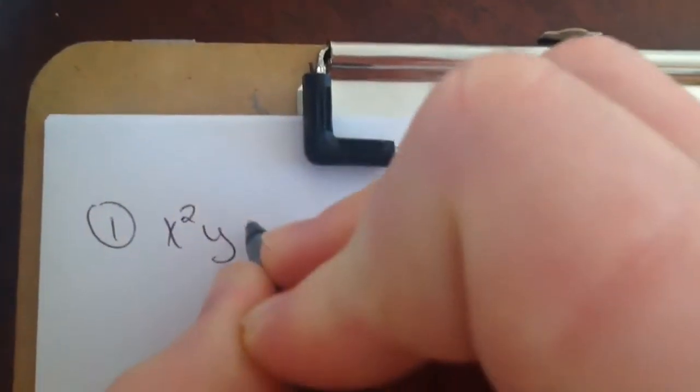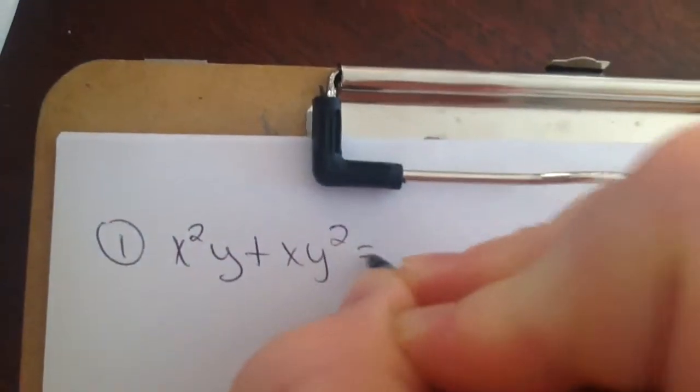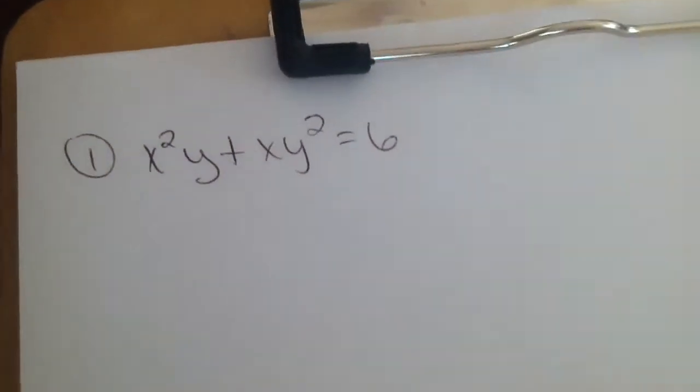One more example. This is actually number 1 from the problems in the book. I just looked at it and it looked tricky, so I thought I should do it. So x squared y plus xy squared equals 6. Directions: just find the derivative of that.